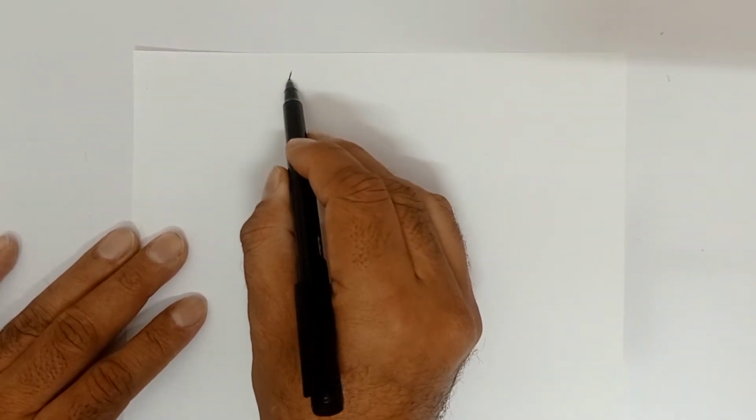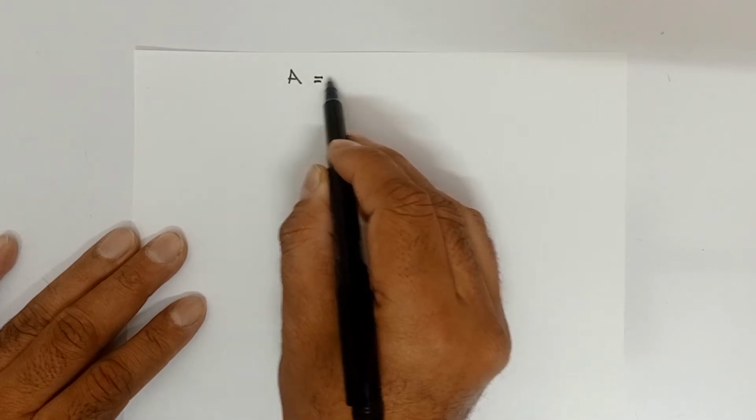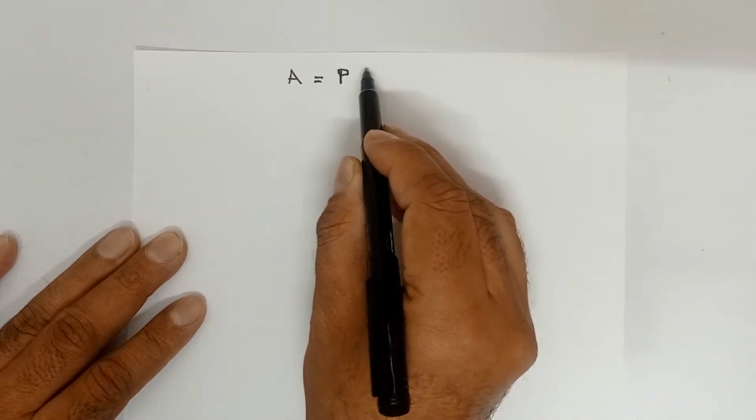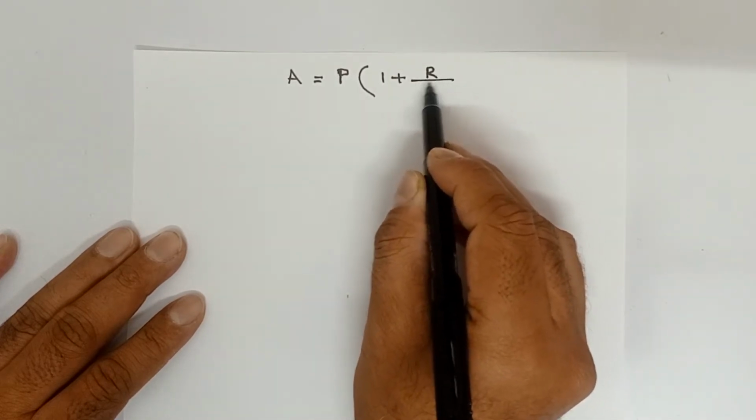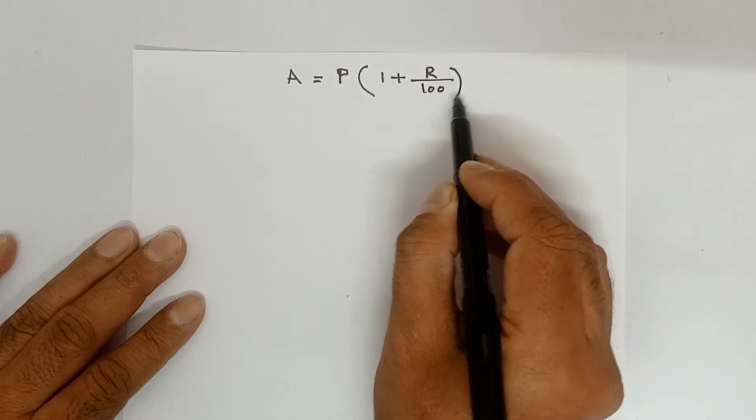Hello everyone. In my previous video, I explained what is simple interest, what is amount, what is principal, what is rate of interest, what is time, and how you will calculate amount. That was a detailed procedure. To avoid the lengthy calculations, there is a direct formula to calculate the amount. That formula is A = P(1 + r/100)^n.